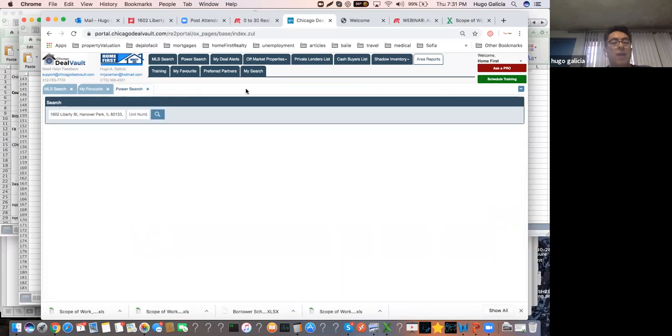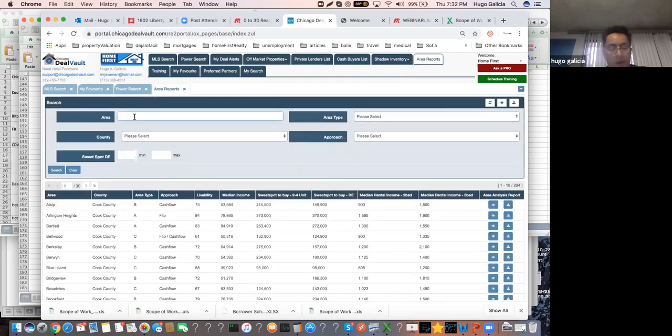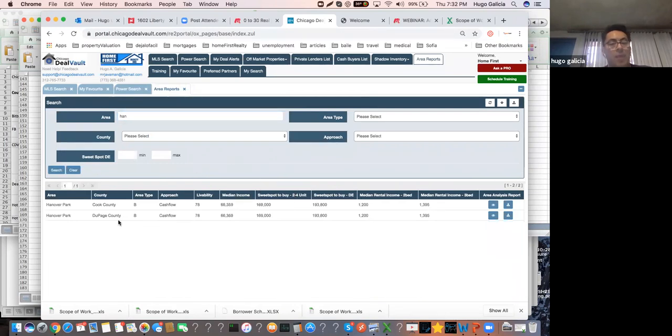I'm going to do it so fast, because I took you on a road trip to deeply analyze the property, but in fact, you should analyze a property in 2 minutes. So when you're given the property, the first thing I want to know is the area. So Hanover Park, and it's a B area. I like it. Livability score is over 75. The sweet spot to buy a detached property right here is 193. So far, so good. The rents are low, so I'm not so happy about that.